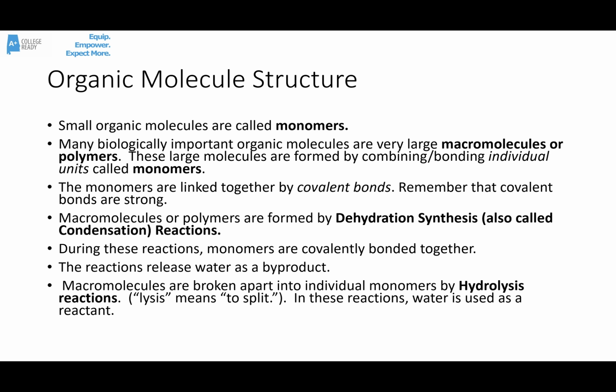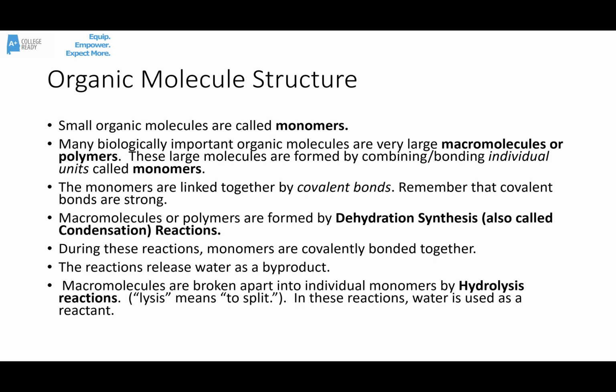Let's talk a little bit about organic molecule structure. Very small, single unit organic molecules are called monomers. This might be like a glucose molecule or an amino acid. But many of the biologically important organic molecules are very large. They're called macromolecules or polymers. These are made up by combining lots of individual monomers together. Usually the monomers are linked together by covalent bonds, very strong ones, and that's how the molecules or polymers are built.